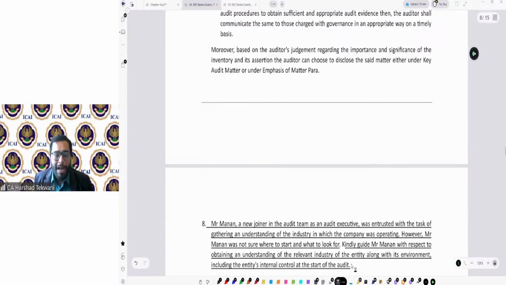So you need to guide Mr. Manan with respect to understanding the entity, the relevant industry of the entity along with its environment. What things does he need to understand? If he wants to look at the industry, some factors, some areas relevant to the industry part. If he wants to understand the industry, what should he look for?